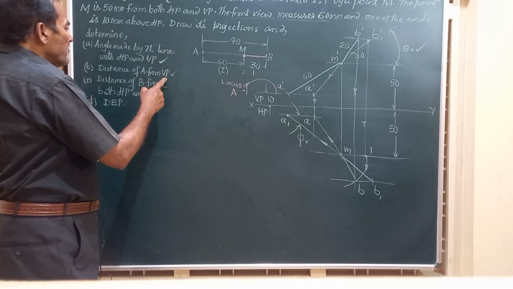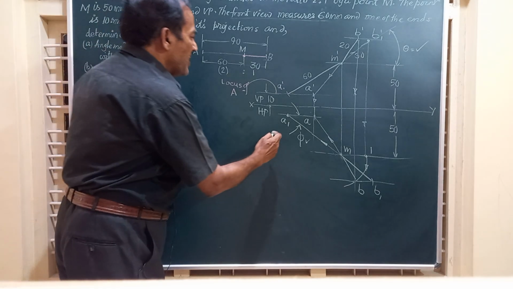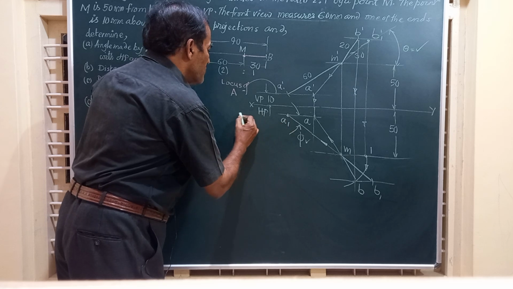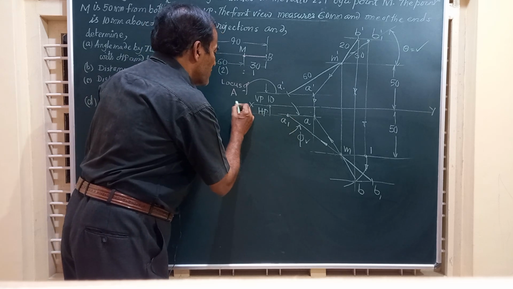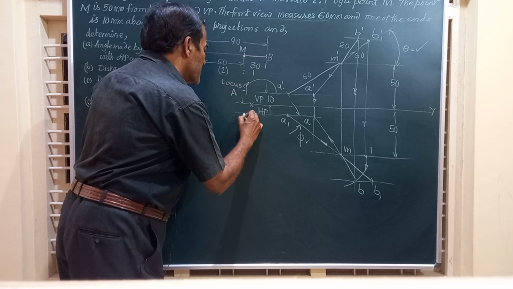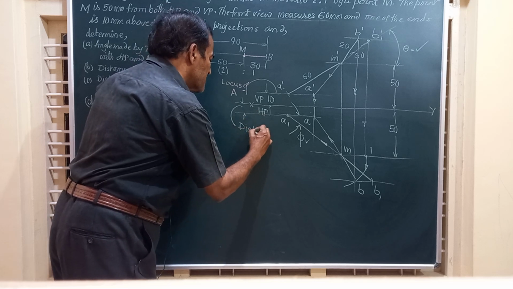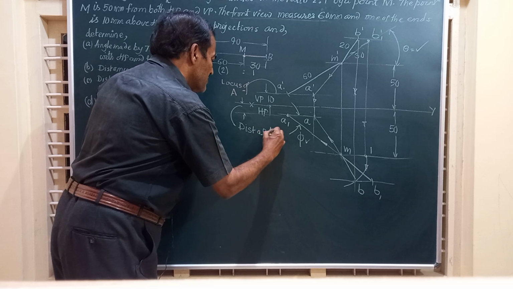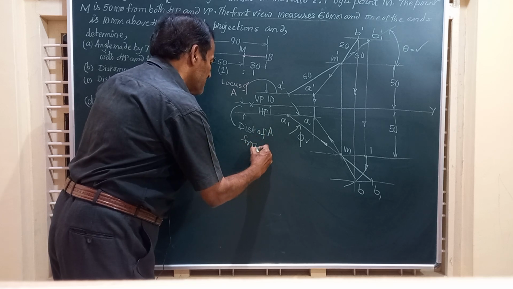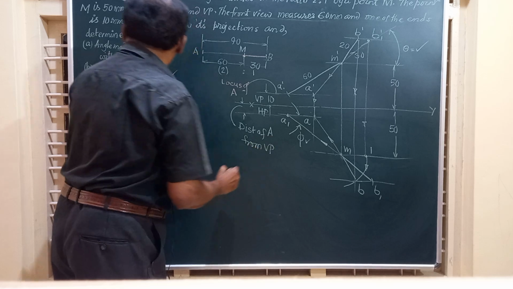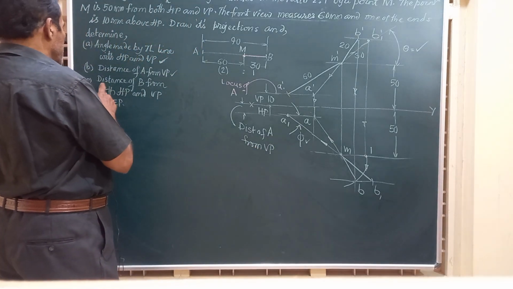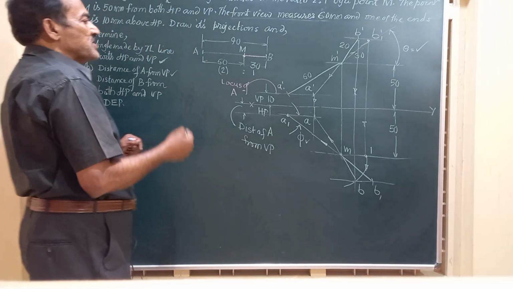Second, distance of A from VP. We have the point A here. You measure the distance from XY to this. This gap will give you the distance of A from VP. And finally, we have been asked to find out the distance of B from both HP and VP.